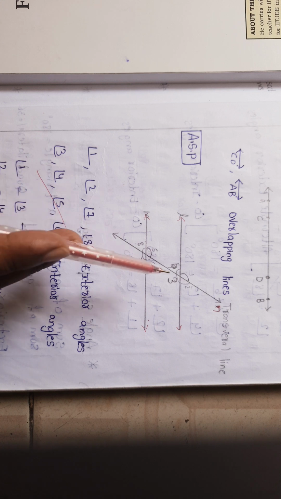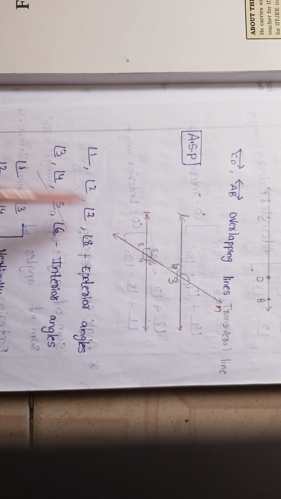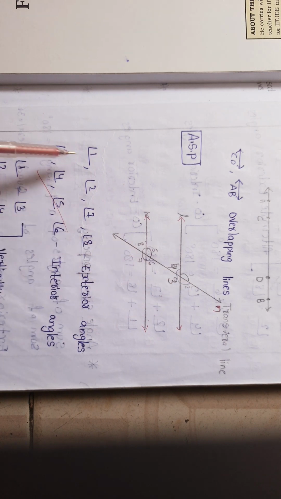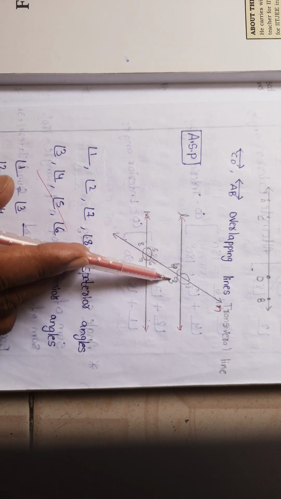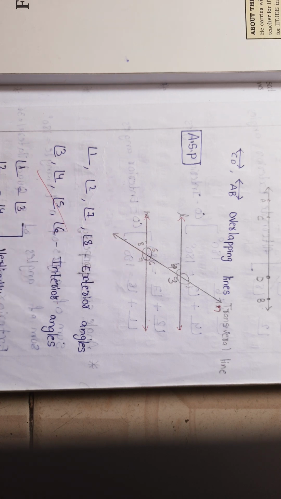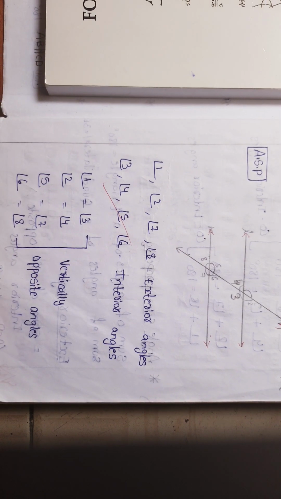So it makes 8 angles along with these lines. 1, 2, 7, 8 are exterior angles. 3, 4, 5, 6 are interior angles. Now we are going to discuss equality of angles, which is important. On the next page also I shall explain the remaining angles.